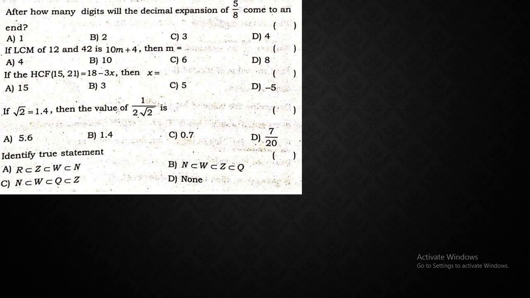After how many digits will the decimal expansion come to an end? If you observe 8 here, 8 is nothing but 2 cube. Based on this combination of 2 cube into 5 cube, we are going to decide after how many decimals it will come to an end. If you have 2 power n into 5 power m, by taking the LCM of m and n, we decide after how many decimal points they come to an end. So the answer is option 3.